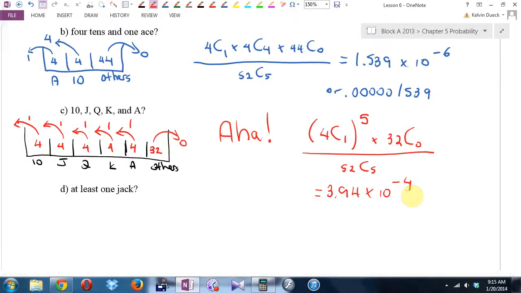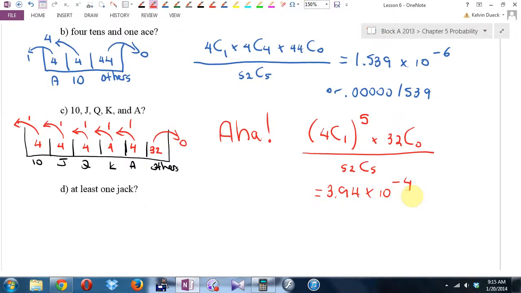I'm going to say 0.000394. But if your calculator gives you something in scientific notation, because most of the hands that are interesting have very poor odds of occurring, you're going to get some small numbers here.